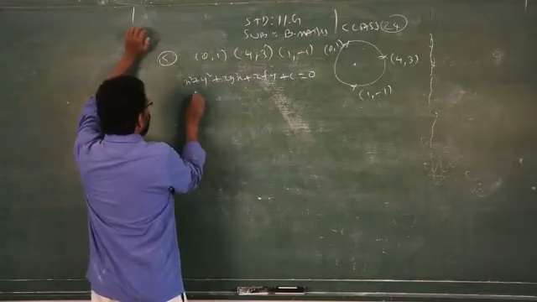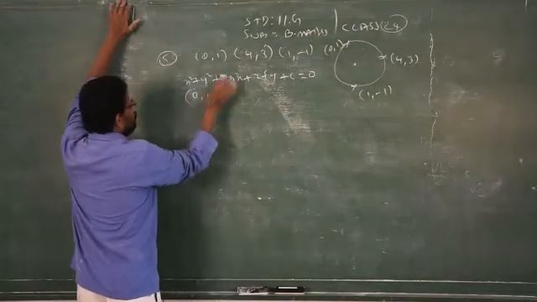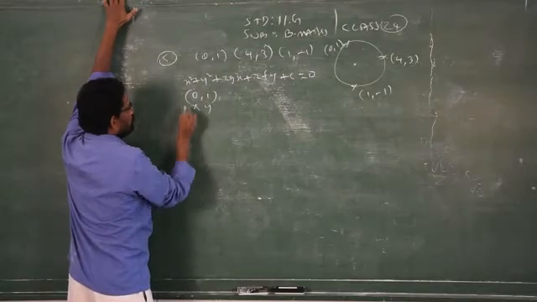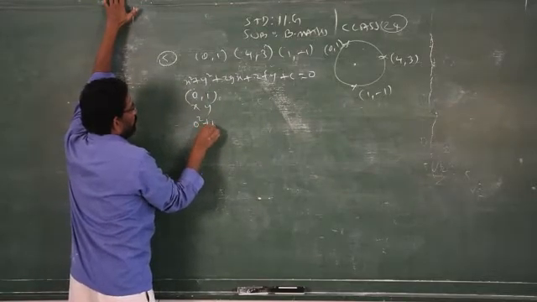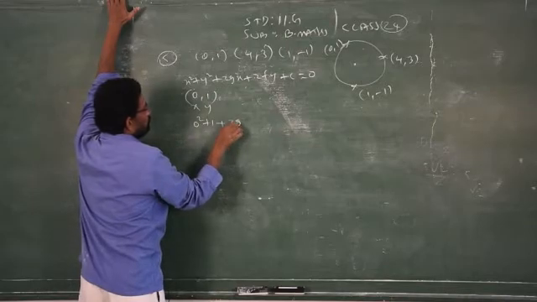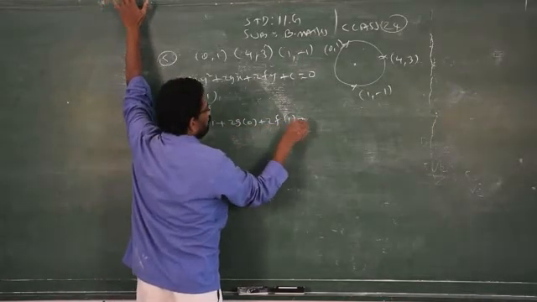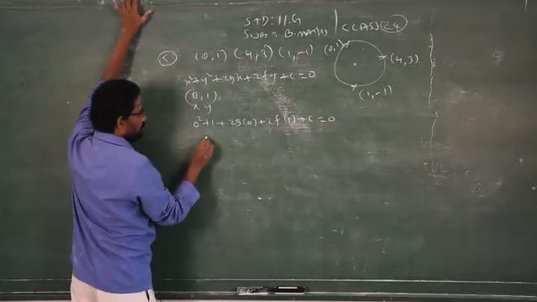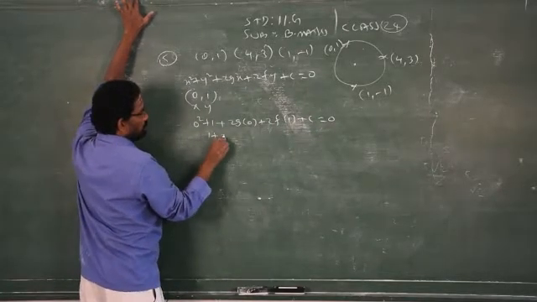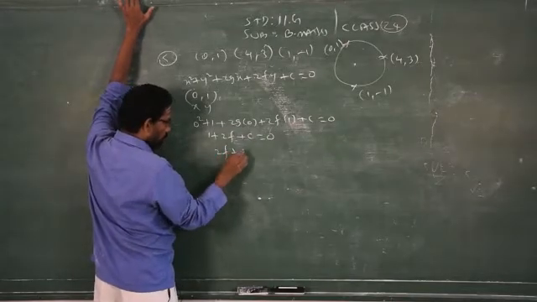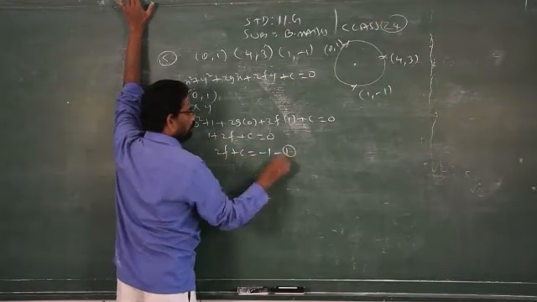So you have to replace x and y in the general equation by 0 and 1. So 0 square plus 1 square plus 2g of 0 plus 2f of 1 plus c is equal to 0. I got the answer 1 plus 2f plus c is equal to 0. Keep the variables on the left: equation number 1.